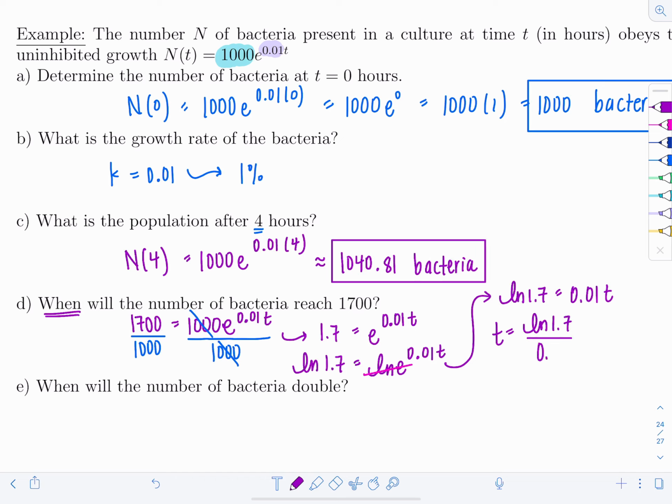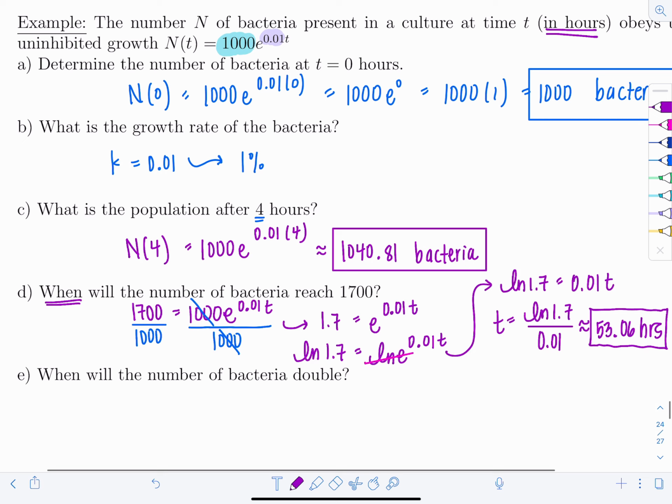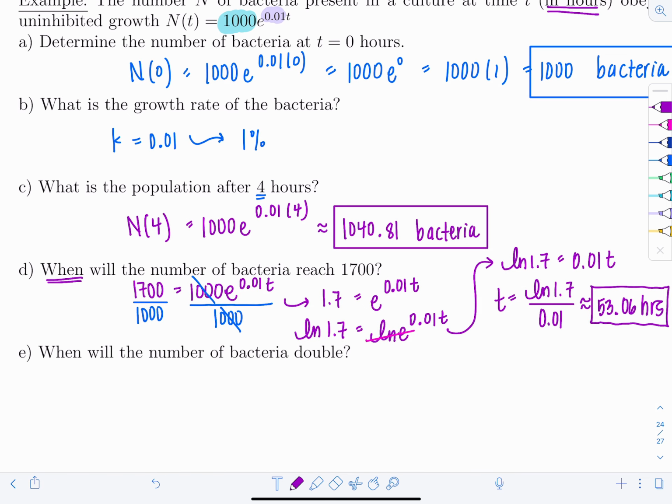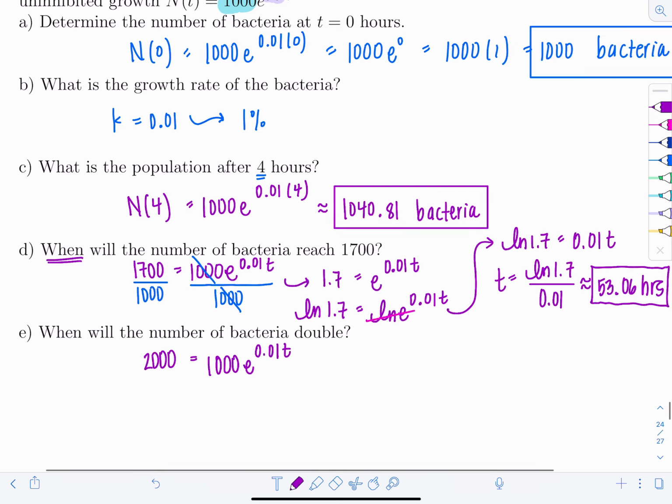Last part of this question says, when will the number of bacteria double? If we started with 1,000 bacteria, doubling would be when we had how many? 2,000, right? So this is going to be very similar to the last problem. I'm just going to set it equal to 2,000 instead. And then I'm going to show you a shortcut. So I have 2,000 equals 1,000 e to the 0.01 t. Same thing as last time. I'm going to divide both sides by 1,000.